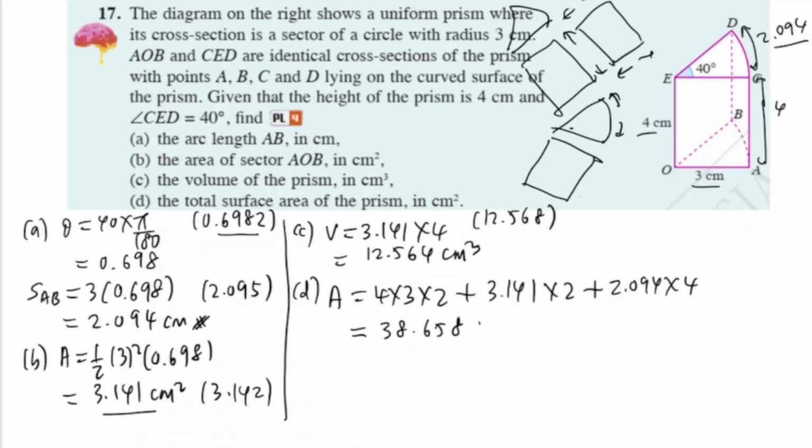38.658. Now this is of course if you use textbook 3.141 to 2.094. If not, you will get 38.664. There is always a problem with accuracy. You want to give a final answer correct to 5 SF, but then this is already only 3 SF, right? So yeah.